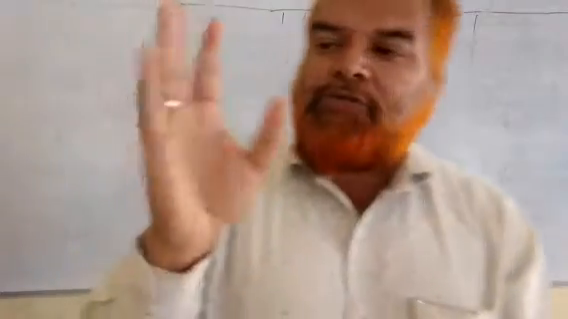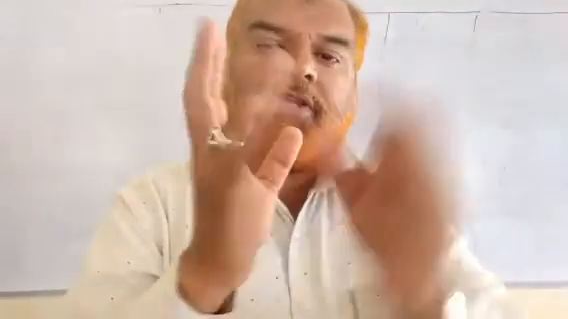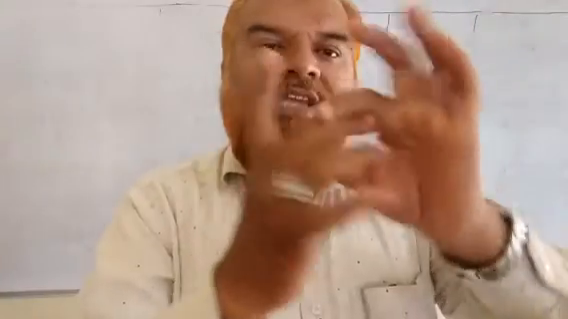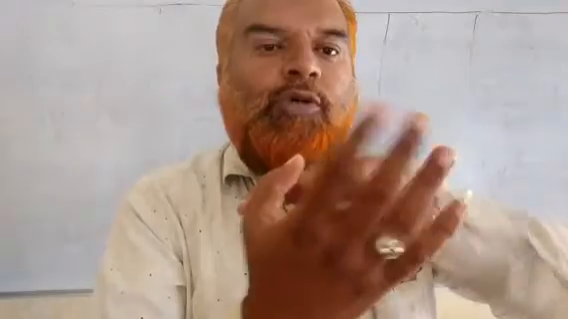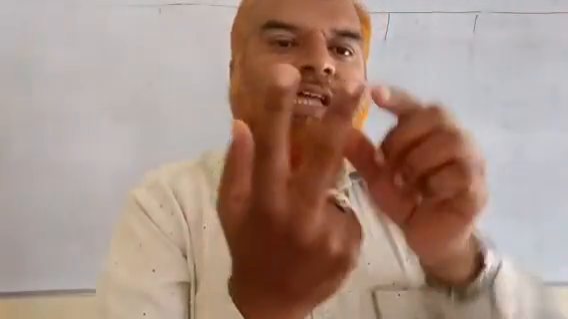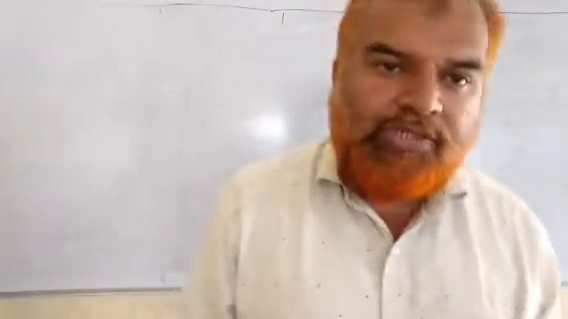Fingers. So here we have 3 bones: 1, 2, 3. Here 3, 6. Here 3, 9. And here 3, 12. And here there are 2 bones, one here, other here. 2 bones. So 3, 6, 9, 12 plus 2, 14 bones. How many bones? 14 bones.